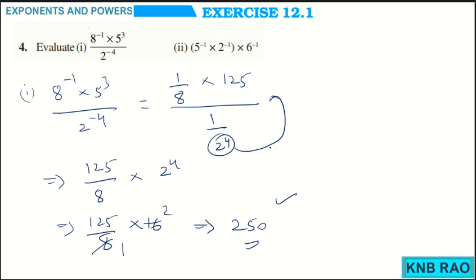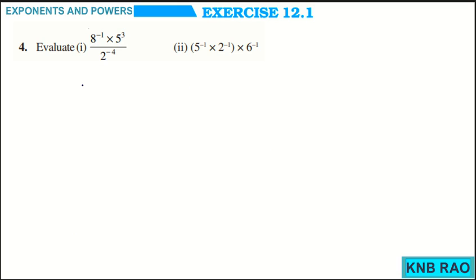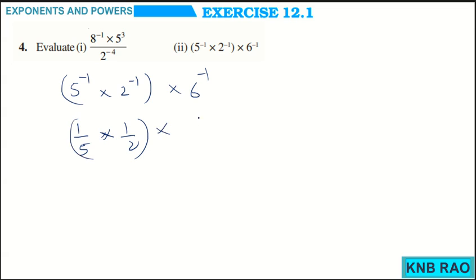Now coming to sub question 2, (5^-1 into 2^-1) whole multiplied by 6^-1, where 5^-1 is nothing but 1 by 5, 2^-1 is nothing but 1 by 2, and 6^-1 is nothing but 1 by 6. 1 by 5 into 1 by 2 into 1 by 6: 5 tens are 10, 10 sixes are 60. So 1 by 60 is the right answer.